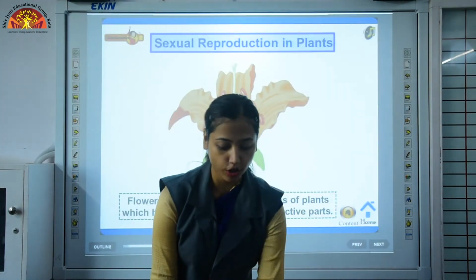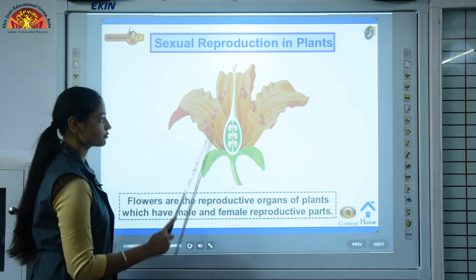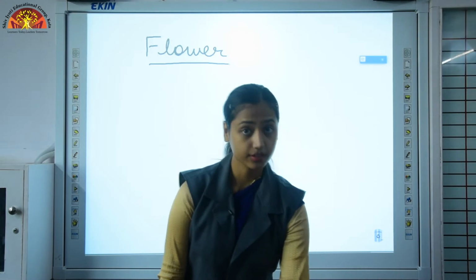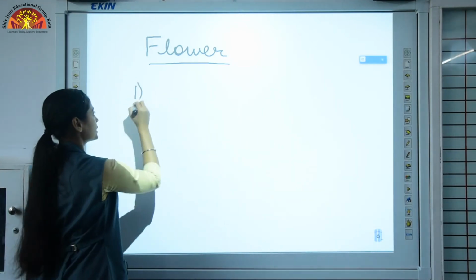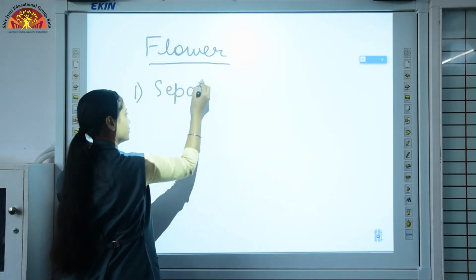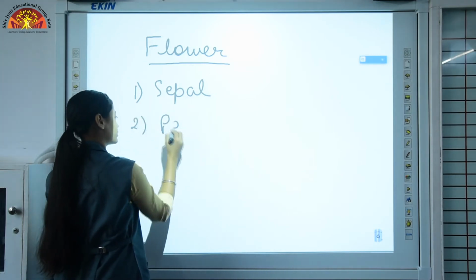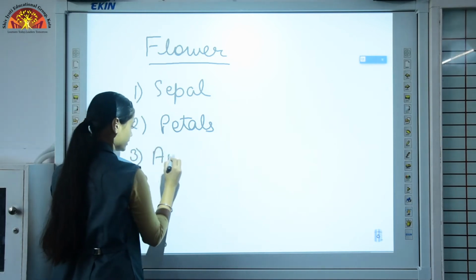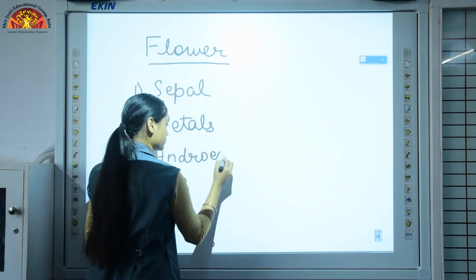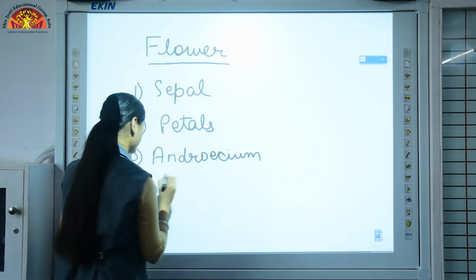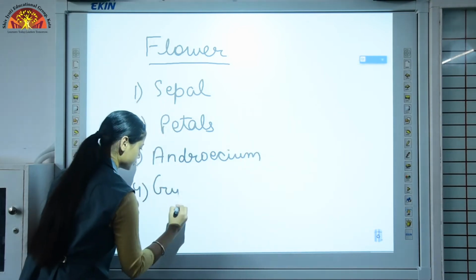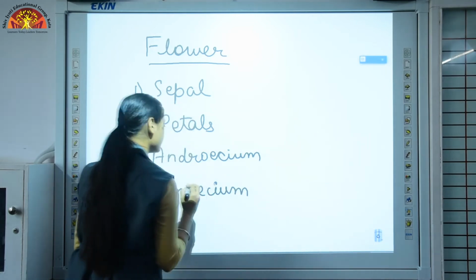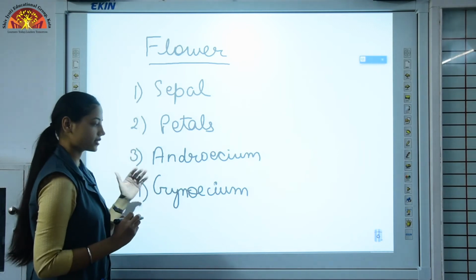Look at the structure of a flower. This is a flower. Now it has 4 parts. First, sepal. Second, petals. Third, androecium. And fourth, gynoecium. Sepal, petal, androecium and gynoecium.